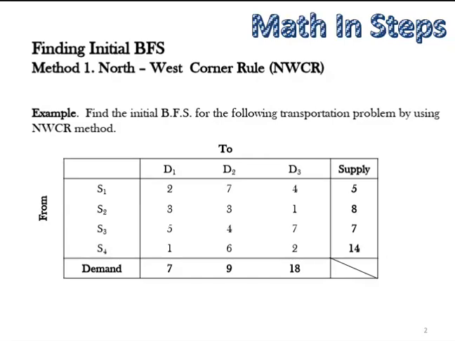Now, in order to find the initial basic feasible solution, the first thing we should try to figure out here is whether this is a balanced transportation problem or not. To check that, we should see whether the total supply equals total demand or not. So here you can see the total supply is 34. Also the total demand is 34. Hence this is a balanced transportation problem. So we can start finding its initial basic feasible solution by northwest corner rule.